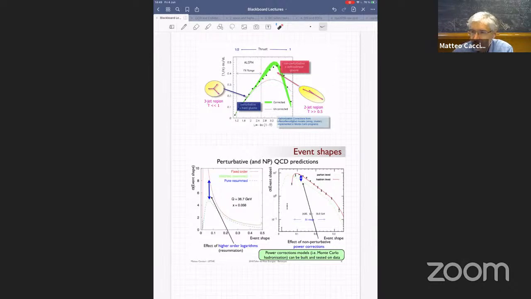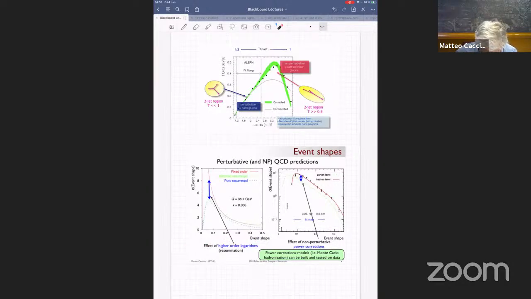Why is this? The reason is what we discussed yesterday, meaning that when you go in that region, you tend to have large perturbative corrections that you need to resum. And on top of it, you also need non-perturbative corrections that you will never be able to calculate. And this is seen in this other plot here.